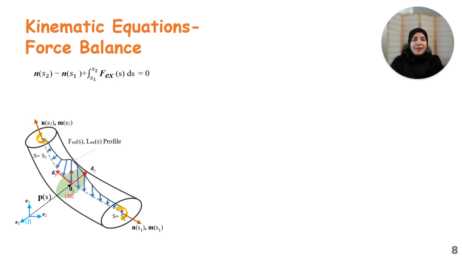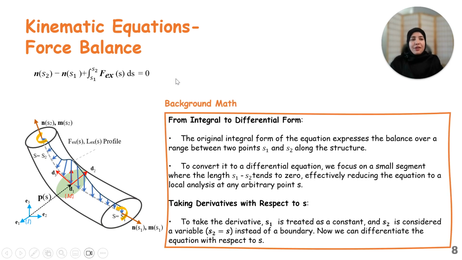This equation represents the balance of forces along the rod, where the difference in internal forces at 2 points S1 and S2 is balanced by the integral of the external force density over the segment. The equation you see here is the original integral form of the equation, which expresses the balance over a range between 2 points. What I need now is to convert it to a differential equation.